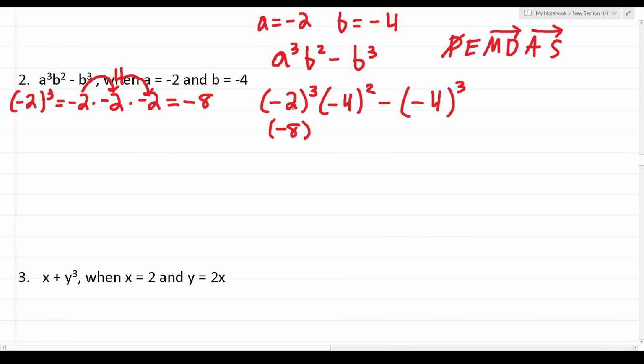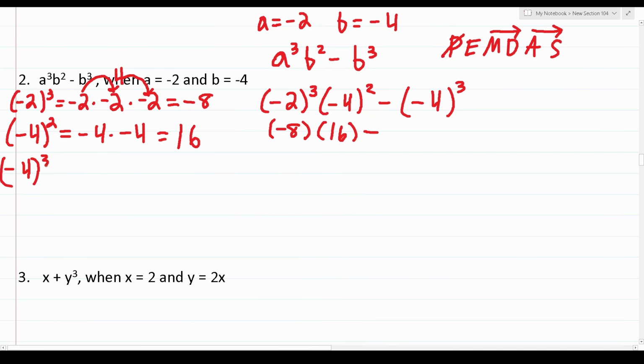So we took care of (-2) to the third power. Let's go ahead and work on (-4) squared now. (-4) squared is the same as -4 times -4. -4 times -4, again, a negative times a negative is a positive. -4 times -4, therefore, is +16. So this becomes +16.